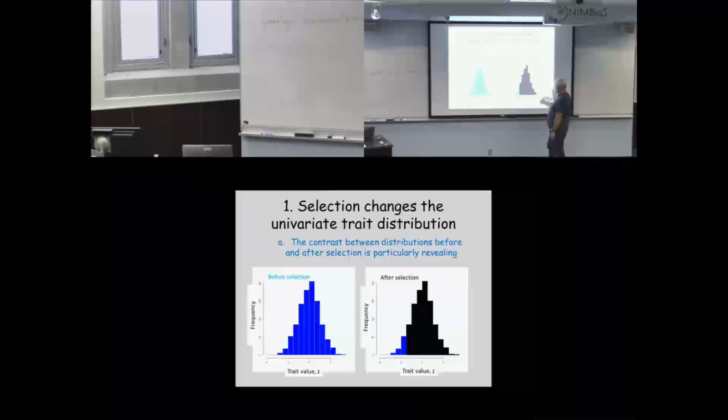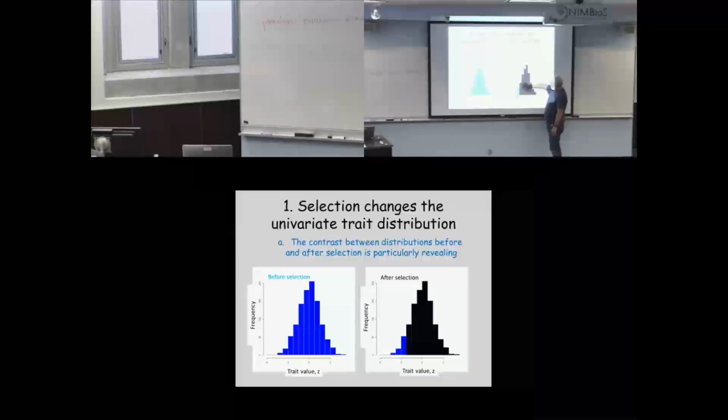Let's see, what did I do? Here's obviously the truncation point. Yes, I do remember. So this is the sample after selection. So these are the individuals that die. And what proves to be most useful is to compare the distribution before selection with the distribution after selection.